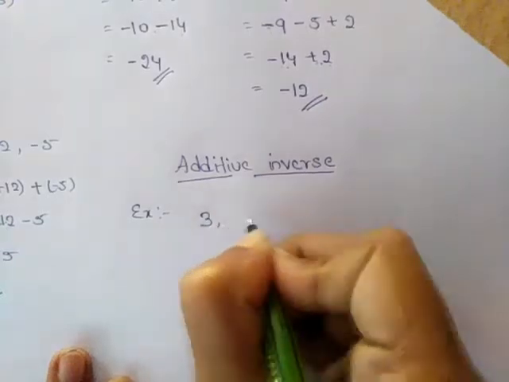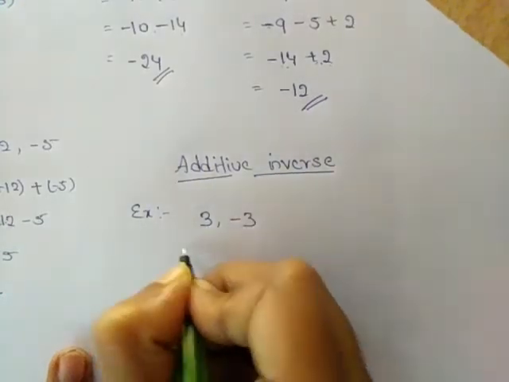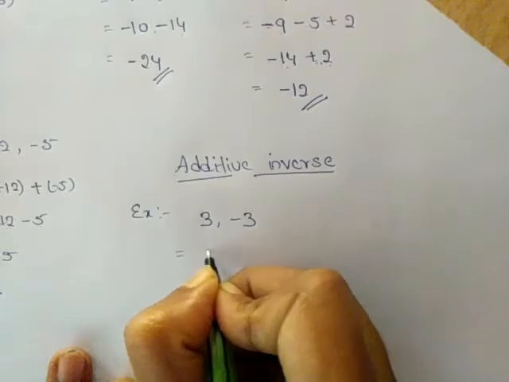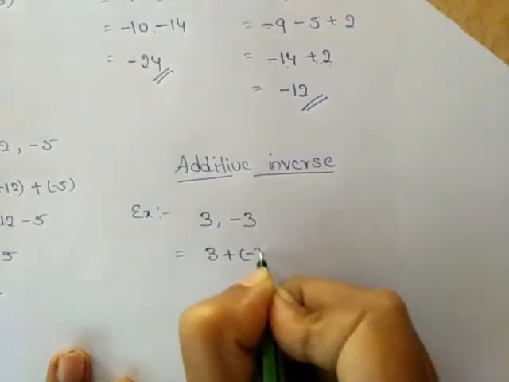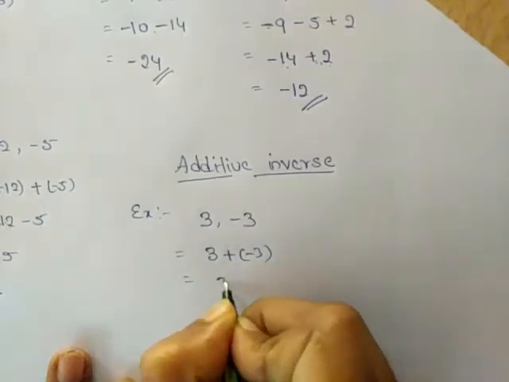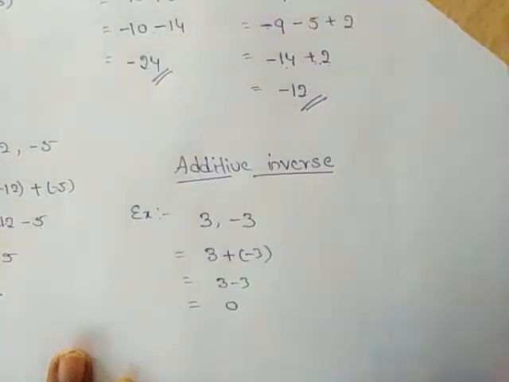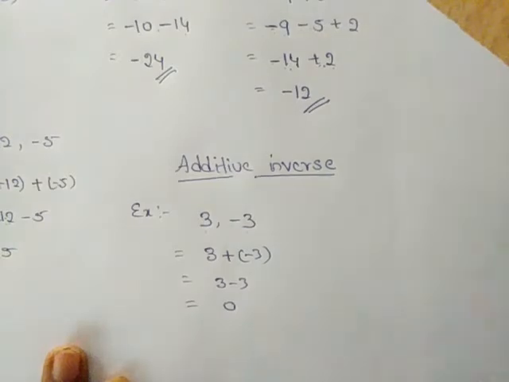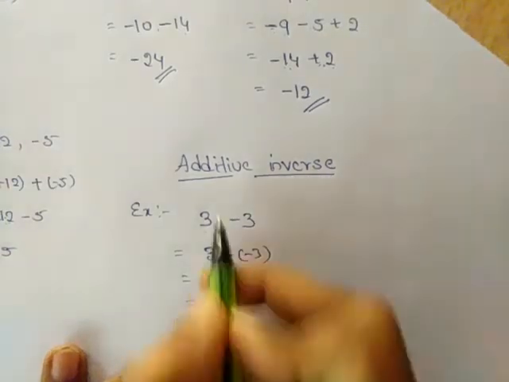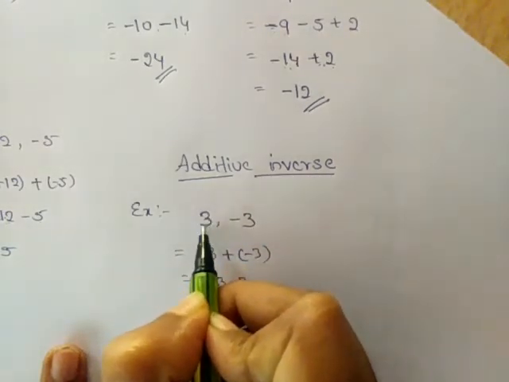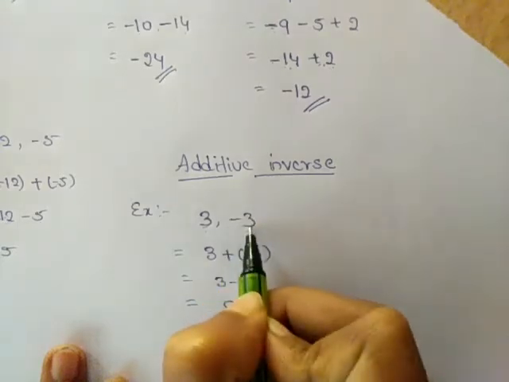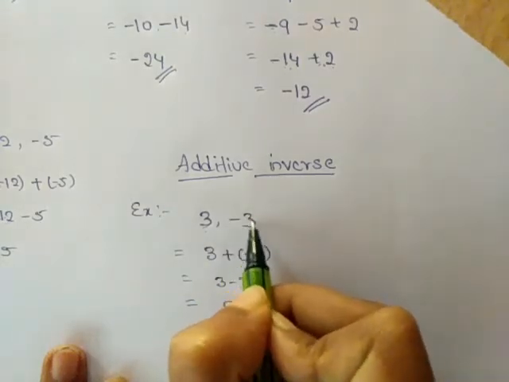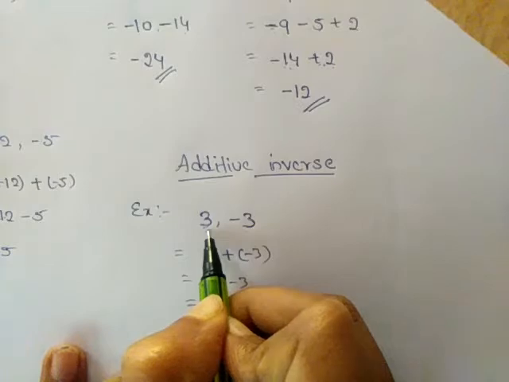We'll take plus 3 and minus 3. I will add these two numbers and I will get 0, right? So we can say that these two are the additive inverse of each other. It means the additive inverse of 3 is minus 3, and the additive inverse of minus 3 is 3.